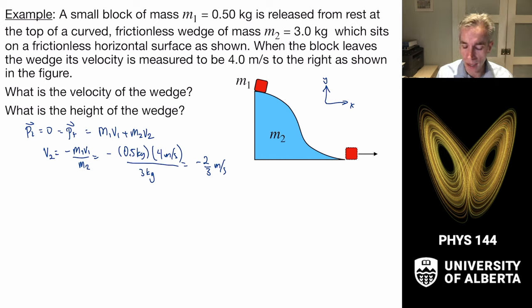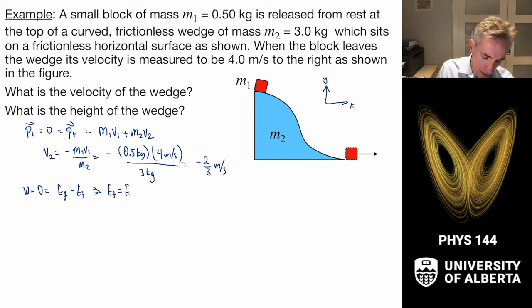Then the work done by those normal forces must accelerate both of those blocks up to their speeds, and that has to come from the gravitational potential energy of the system. There's no external work done on the system, therefore work is equal to zero, which is equal to the final energy minus the initial energy. Therefore, the final energy must be equal to the initial energy. The final energy is just the kinetic energies of the two blocks, so this is 1/2 m1 v1 squared plus 1/2 m2 v2 squared.